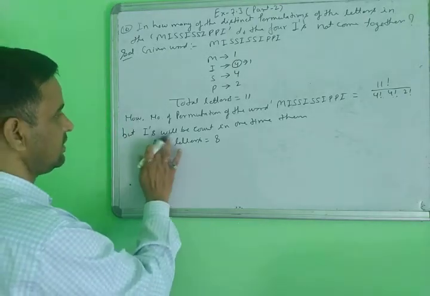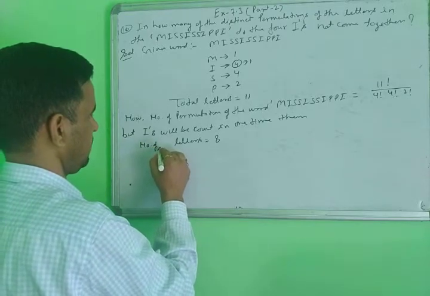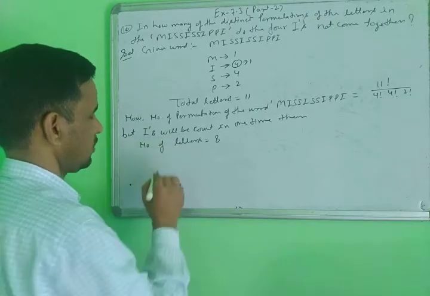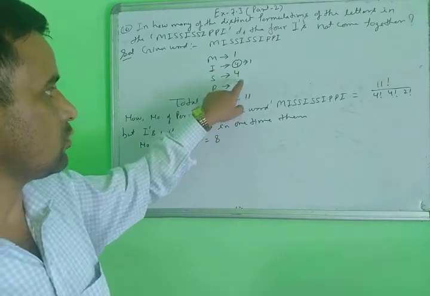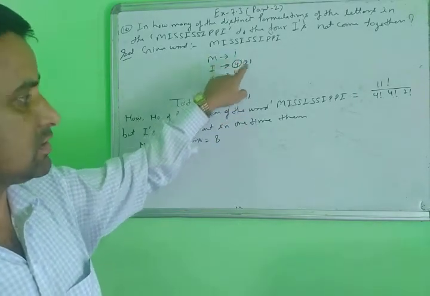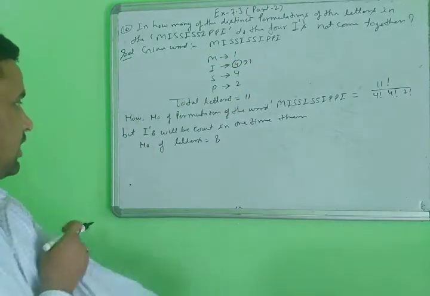Then the number of letters, not left letter, then the number of letters is 8. 4, 2, 1, 1 is 8. Suppose you are taking 4 i's, you count only one.